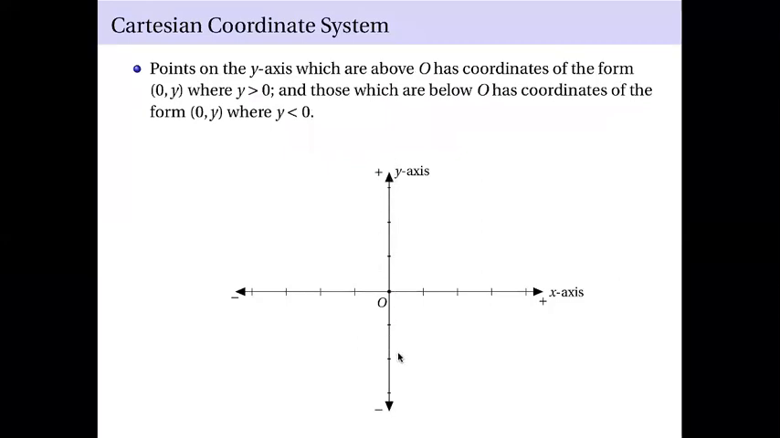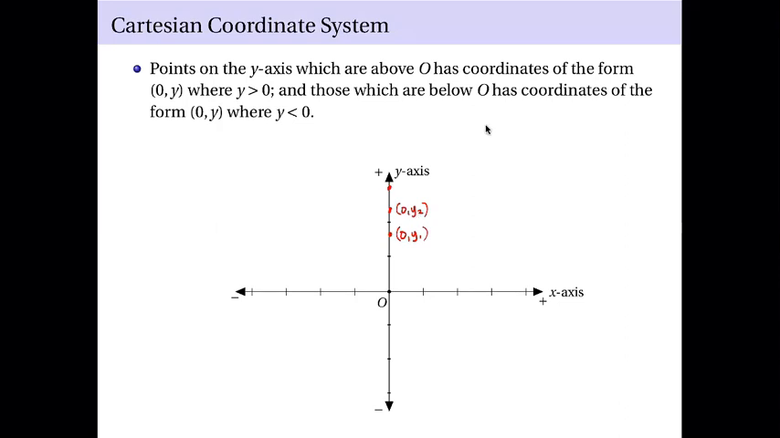So now we consider this y-axis, and the points on the y-axis which are above O. All the points somewhere here or here or here, these are all above O. They will have coordinates of the form 0, comma y, where y is positive. For example, if we label this as 0, comma y1, and here 0, comma y2, these y1 and y2 are both positive.